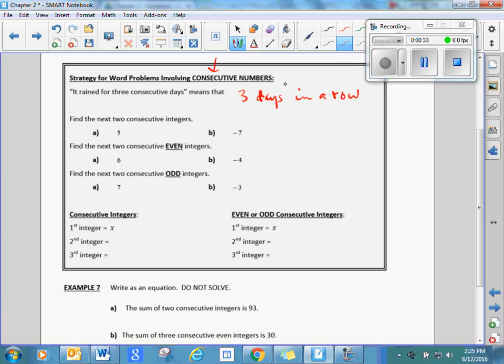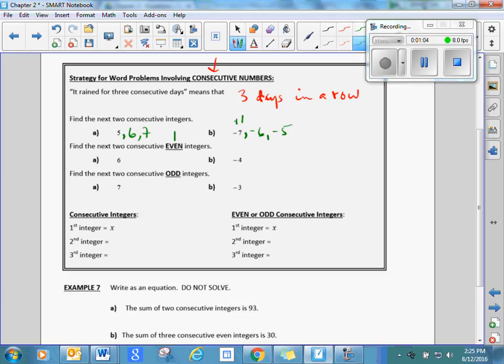So mathematically, if we want to just look at a couple of simple examples to get us started here, the next 2 consecutive integers starting at 5 would be the one right next to it and the one right next to that one. Those are called consecutive integers. If we're dealing with negative integers, we start at -7 and we go the opposite direction, because consecutive integers, you're always adding 1. So the next one would be -6 and that one would be -5. So those are consecutive integers.